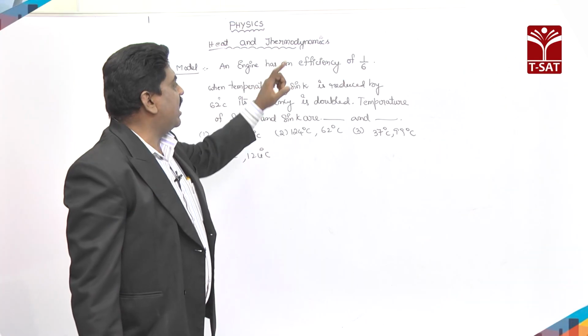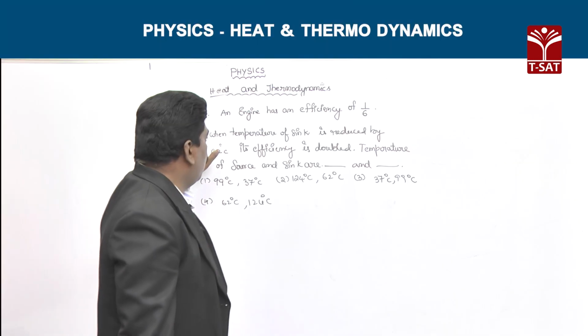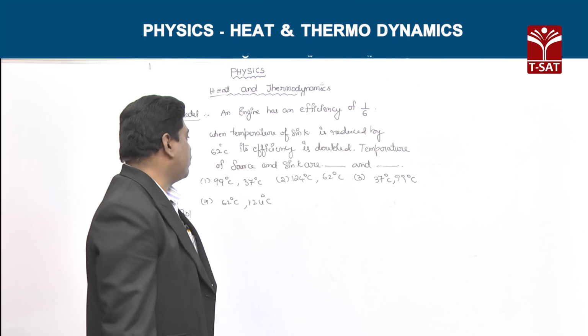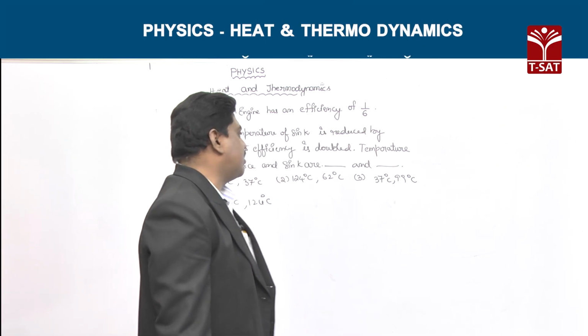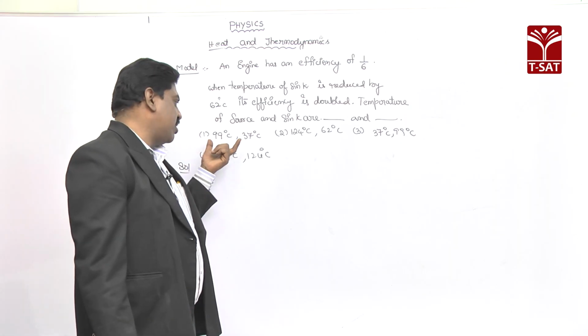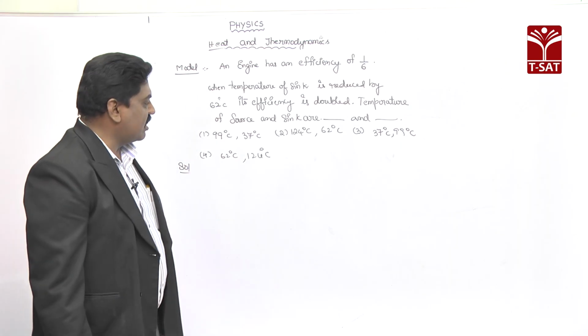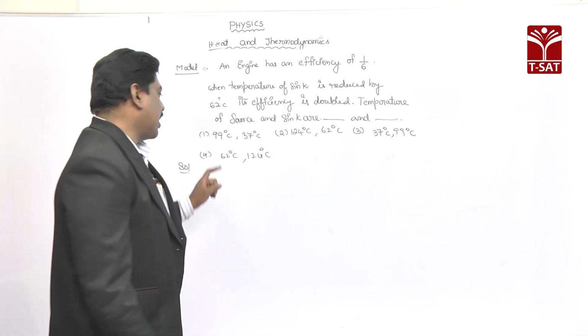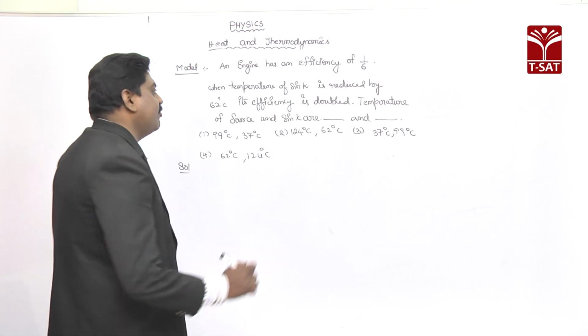An engine has an efficiency of 1 by 6. When the temperature of the sink is reduced by 62 degrees Celsius, its efficiency is doubled. The temperatures of source and sink are dash and dash. The options given are 99 and 37, 124 and 62, 37 and 99. Last one is 62 and 124.